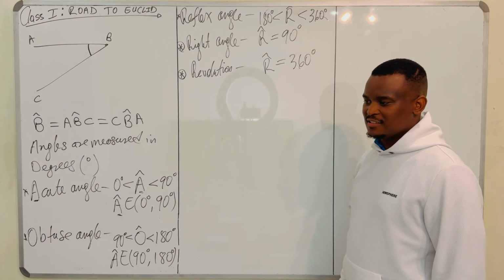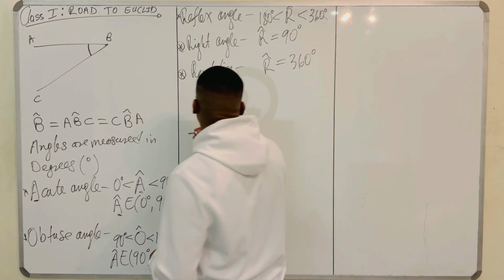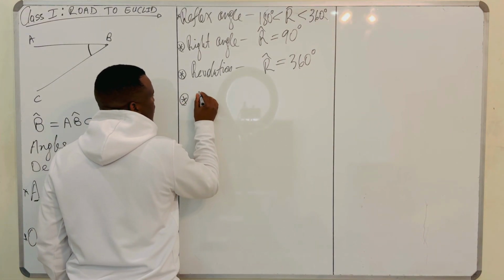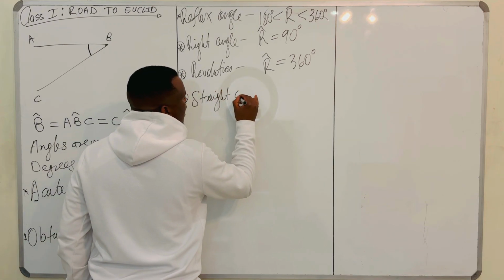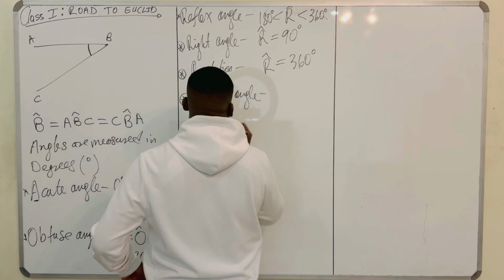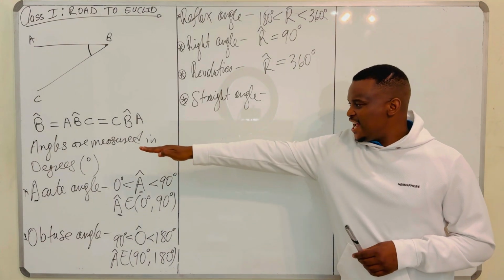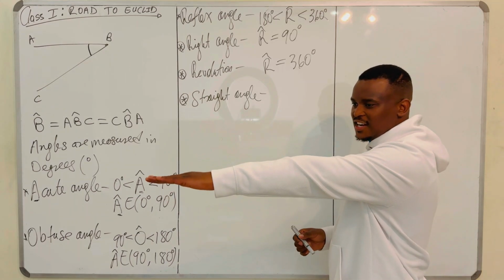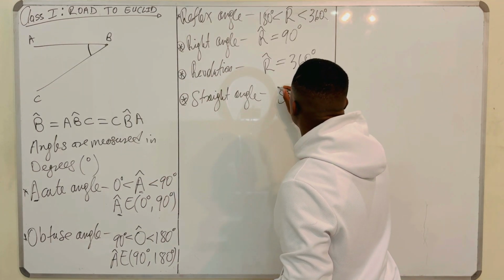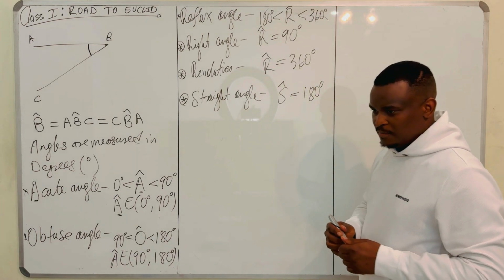What else? Straight angle. Does anyone know what a straight angle is? What is a straight angle? An angle that is equal to 180. Yes, an angle on a straight line. So a straight angle is equal to 180 degrees.